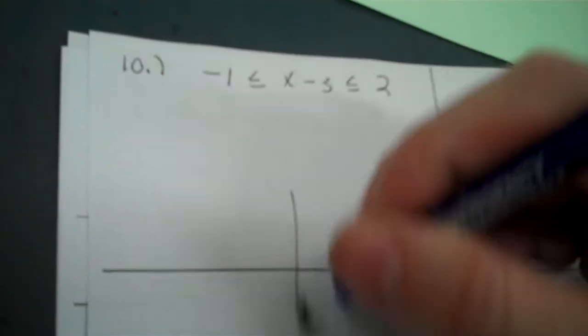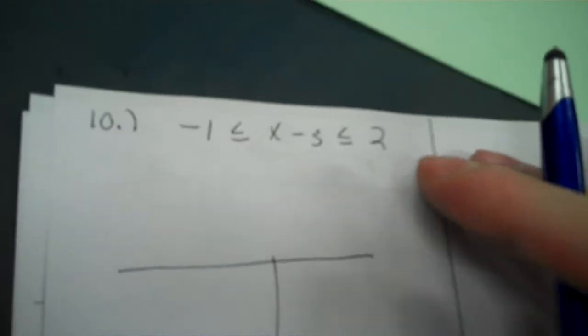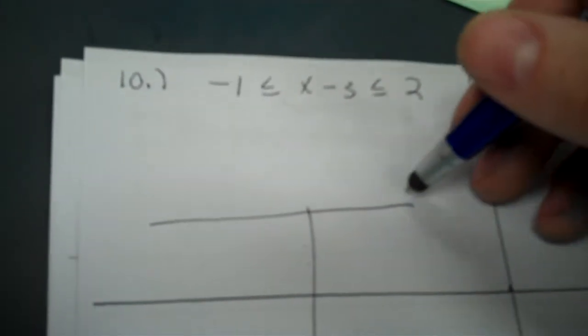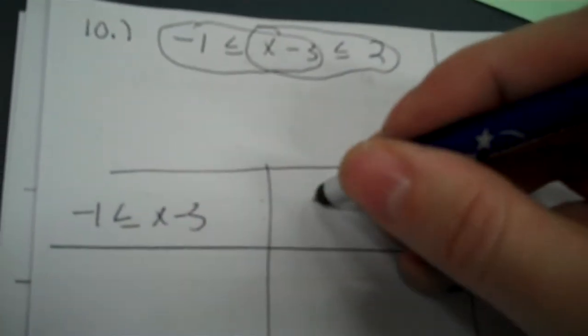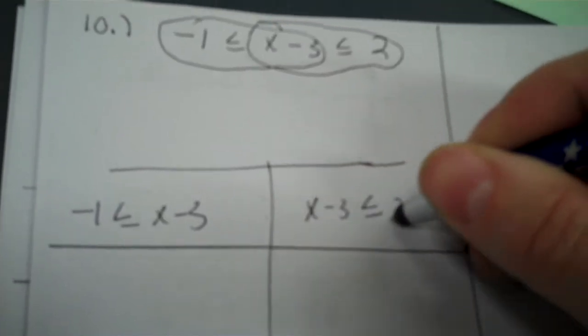Okay, number 10. Ooh, if you see two of the symbols, you better make a table, okay? Because you're going to split it into two separate problems. You're going to make your number line, but with two symbols like that, we're going to make that table. And I'm going to do the overlap here. So negative 1 less than or equal to x minus 3. Then in the other column, I take my x minus 3, use the symbol given there, and then 2.